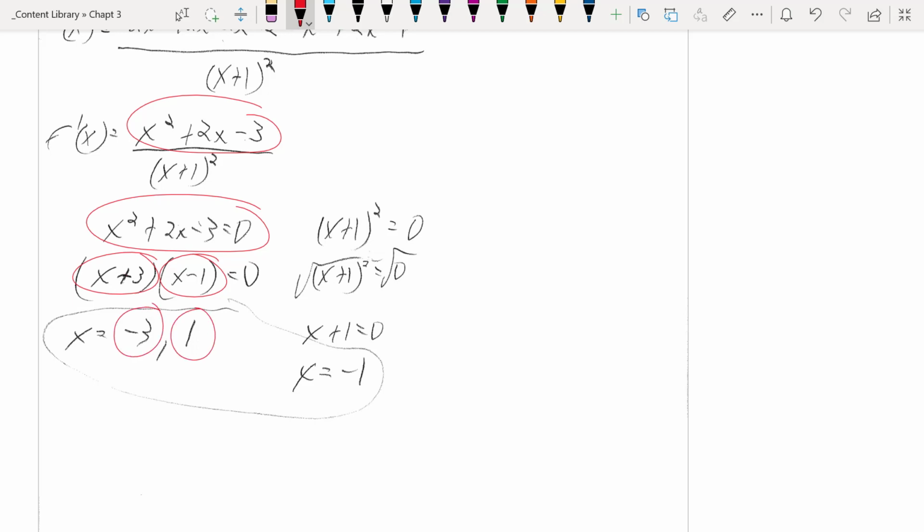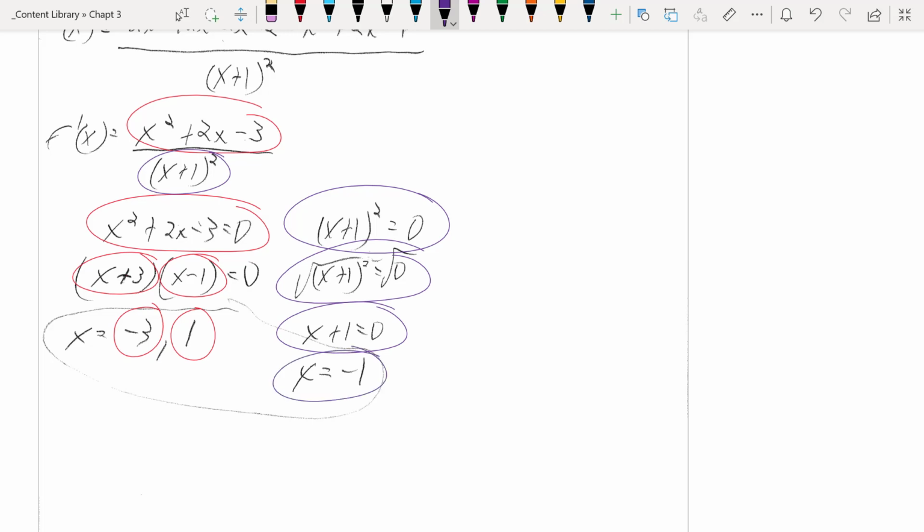So I'm going to go ahead and take my denominator, set it equal to 0. I got x plus 1 squared equals 0. Take the square root of both sides, I get x plus 1 equals 0. And then subtract 1, and I get x equals negative 1. So those are my 3 critical numbers for number 2. My answer is going to be negative 3, 1, and negative 1.